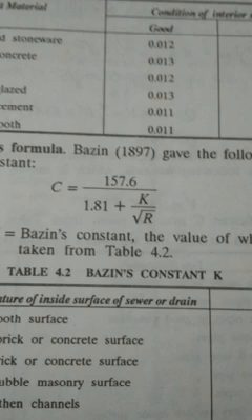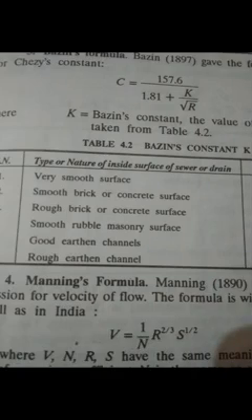Next is the Manning formula. You have used this very frequently: V is equal to 1 divided by N into R to the power of 2 by 3, S to the power of 1 by 2. S to the power of 1 by 2 is nothing but the square root of S, and R to the power of 2 by 3 is nothing but the cube root of R square. So we have written it like this.